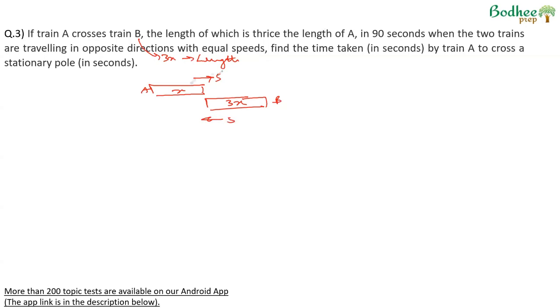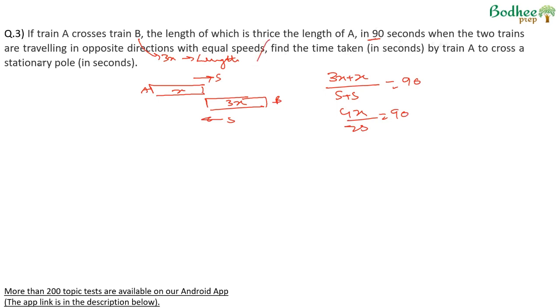If the speed is in meters per second and the length is in meters, we can say when two trains cross each other, the total distance traveled will be the length of the two trains. Since they are in the opposite direction, the relative speed will get added. So 3x plus x, total distance, upon total relative speed is equal to time, which means 4x by 2s is equal to 90. They cross each other in 90 seconds.